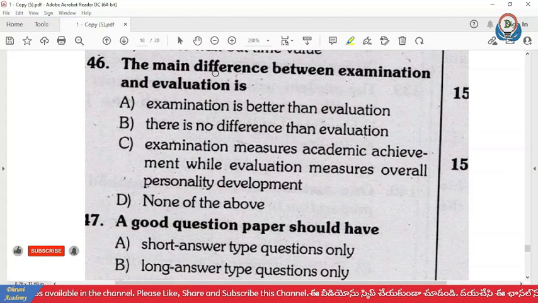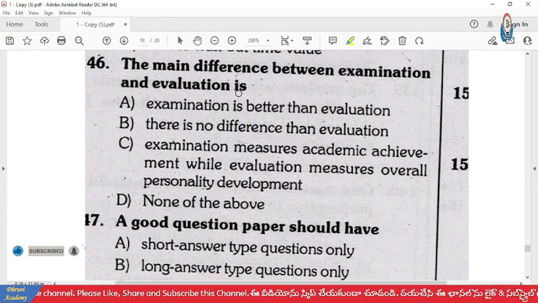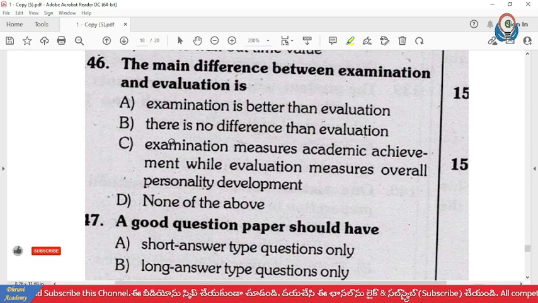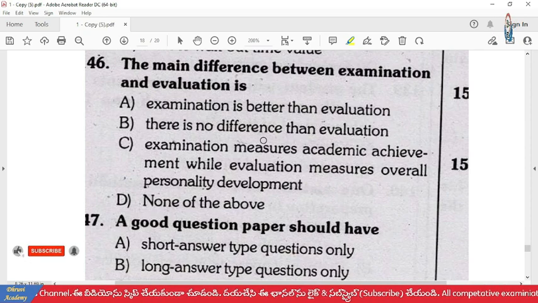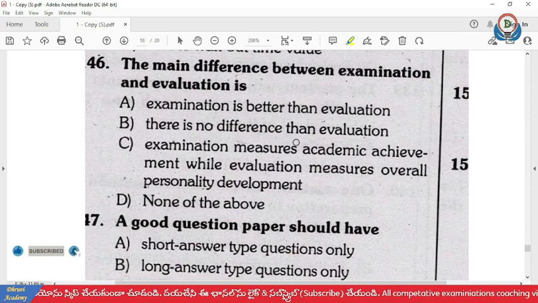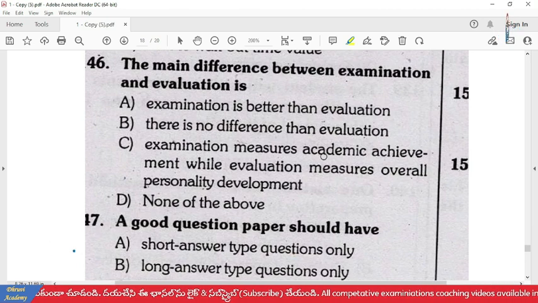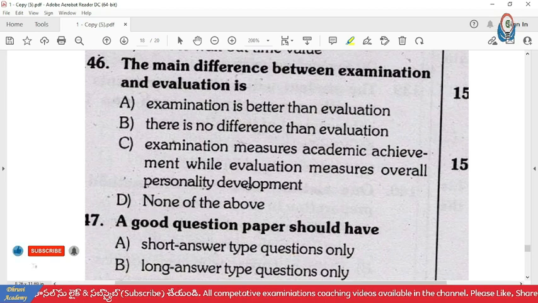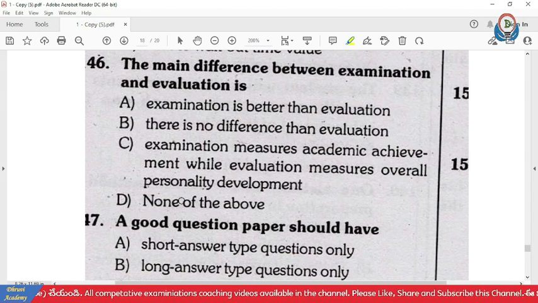What is the main difference between examination and evaluation? Is it A. Examination is better than evaluation, or B. There is no difference between examination and evaluation, or C. Examination measures academic achievements while evaluation measures overall personality development, D. None of the above. Which is the right answer?